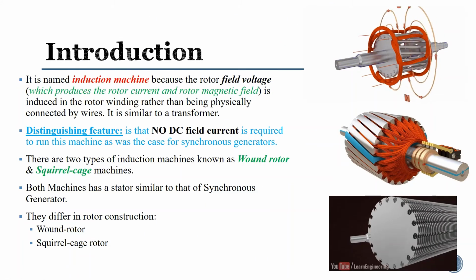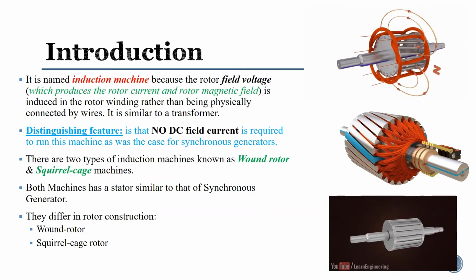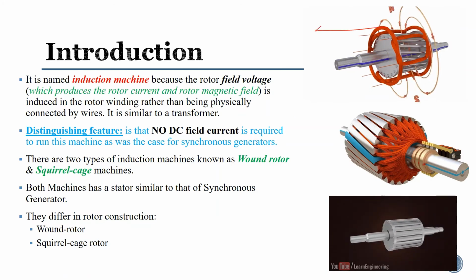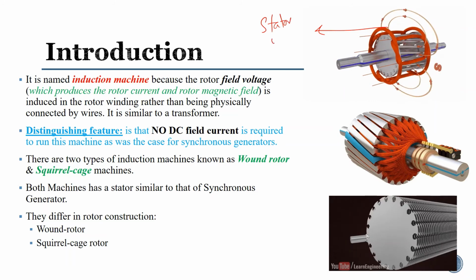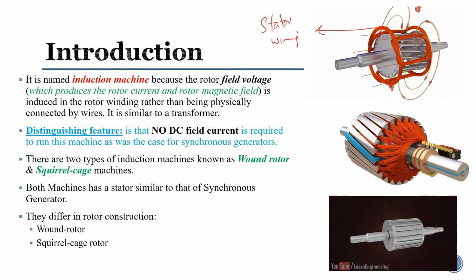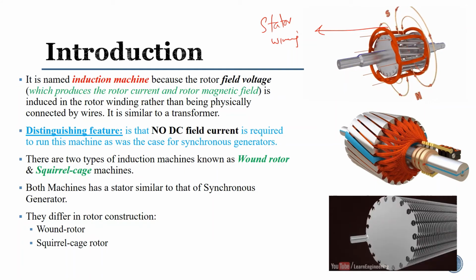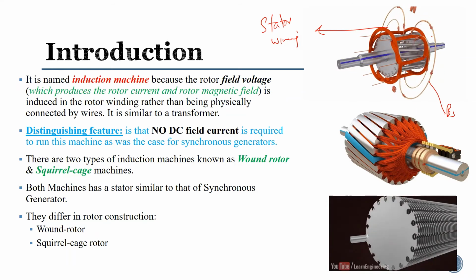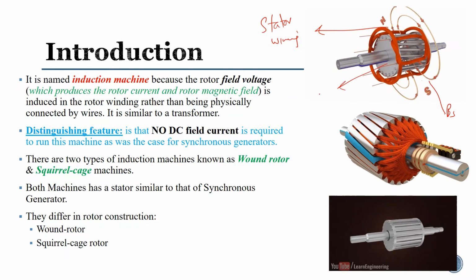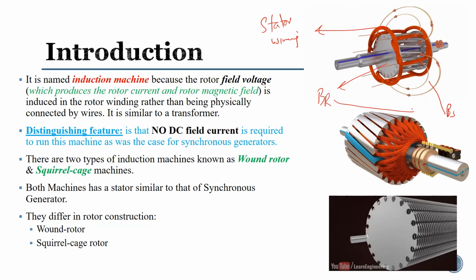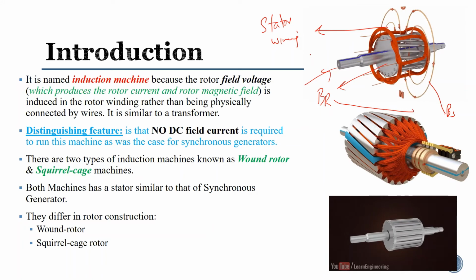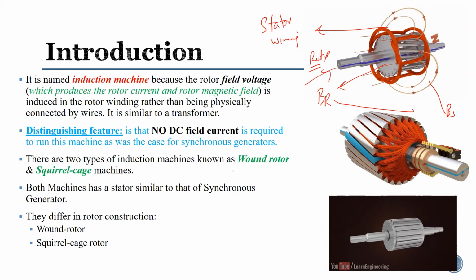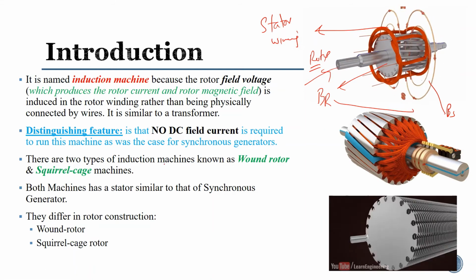Some applications. Again, the things I have just explained: these are the stator windings, and we supply three-phase power to them and get the rotating stator magnetic field. These lines are the stator magnetic field. This stator magnetic field will induce voltage in the rotor windings, and eventually we will get BR, and the interaction of these two results in the rotation of your rotor.